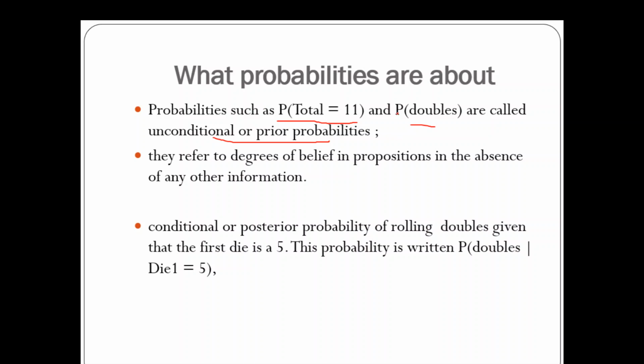And there is another question: the probability of having a double when you throw 2 dice. That is, in the first die I should get 1 and the second die also 1, or first die 2 and second die also 2. That is, both the dice should have the same number. Both should have 2, both should have 3, or both should have 4, 5 or 6. What is the probability of that? These are some examples of unconditional or prior probabilities. There is no condition involved in this. We are directly asking what the probability of total equal to something is, and what the probability of doubles is.